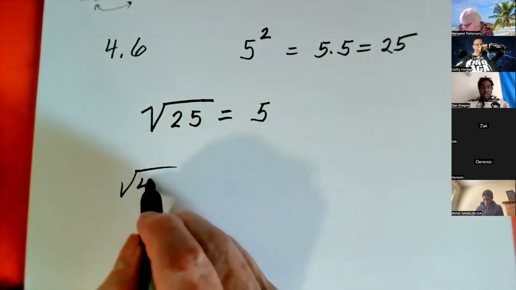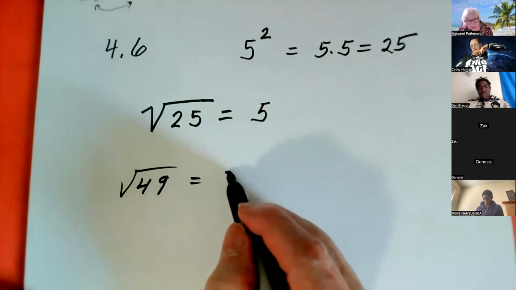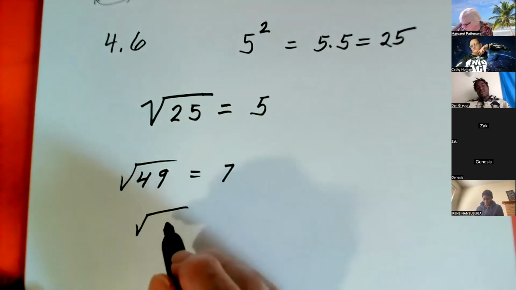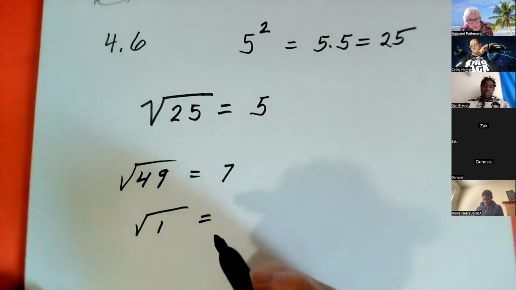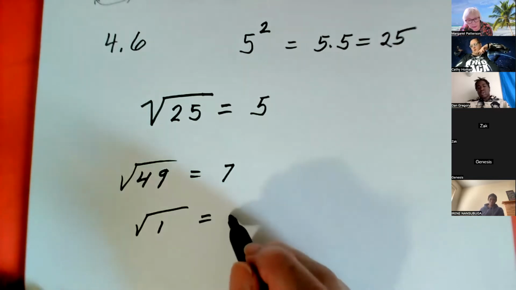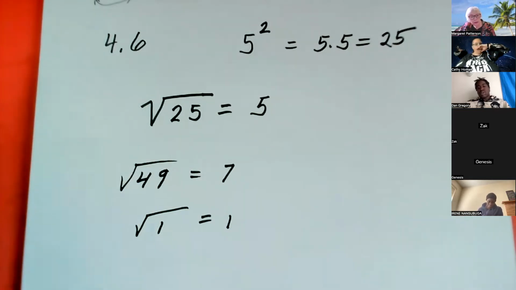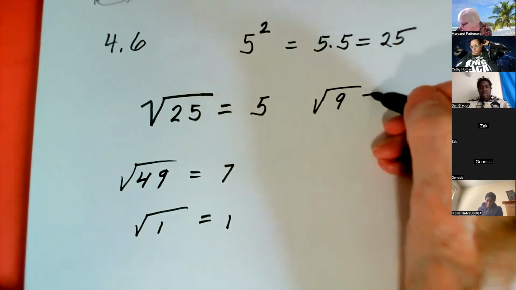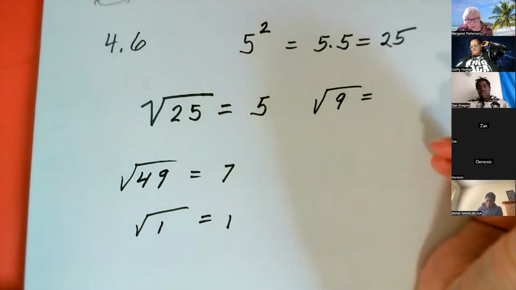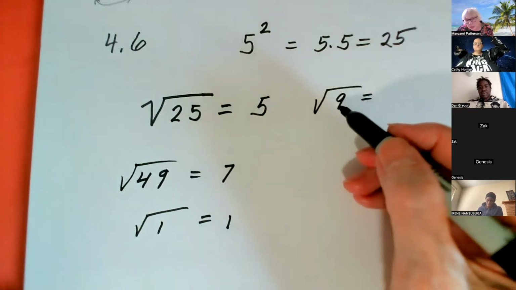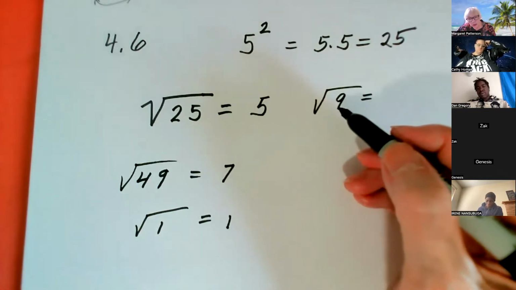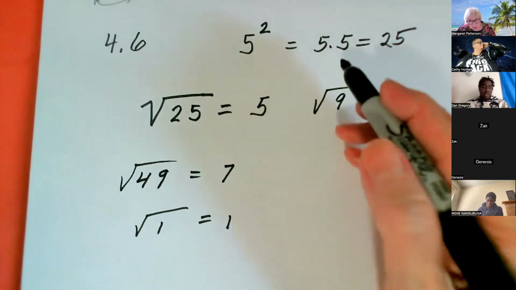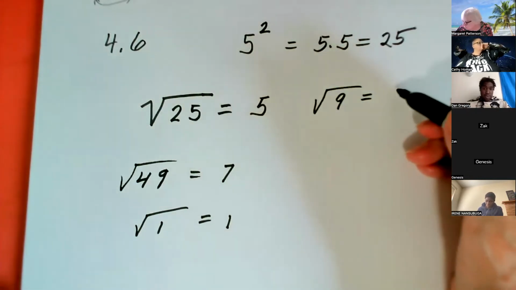So square root of 49 is 7. Square root of 1, don't be confused about that one. It is 1. 1 times 1 results in 1. Square root of 9. You see how this is working? So these are all perfect squares, numbers that were made by multiplying 2 identical numbers, like right up here. So square root of 9 is 3.